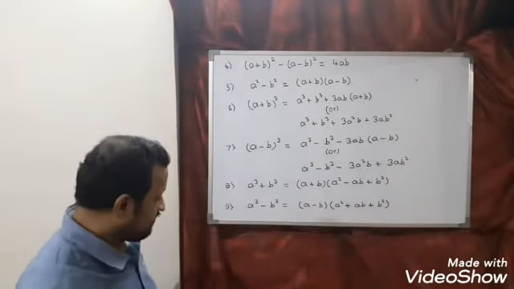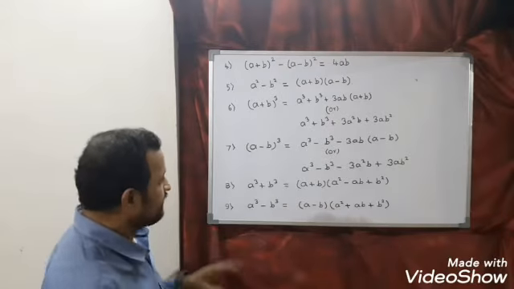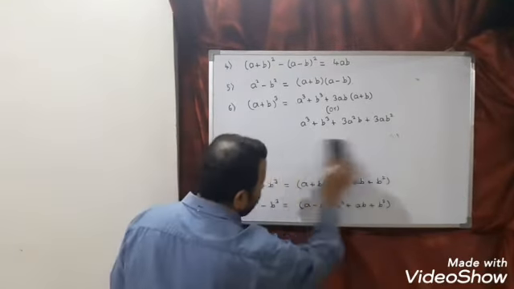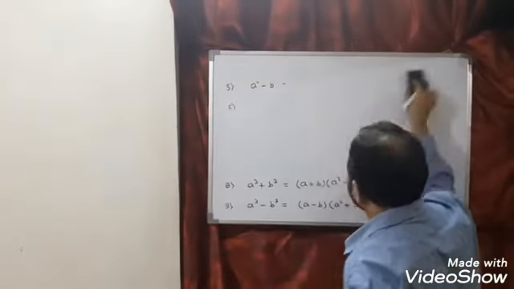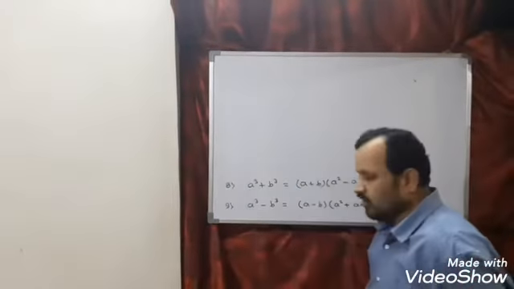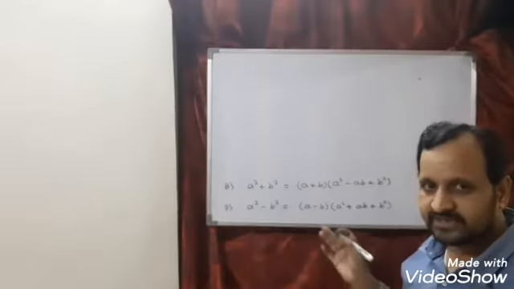So these are 9 important formulas. I think 3 more are there. Let us see those also. All these formulas we have studied in lower classes. So today's class is just the revision of algebraic identities.